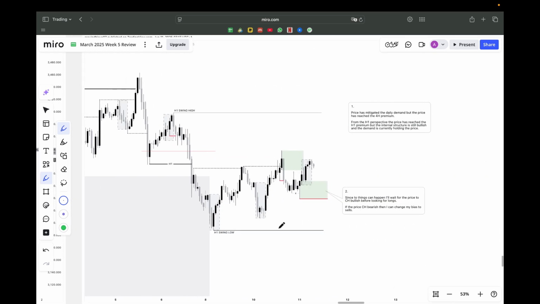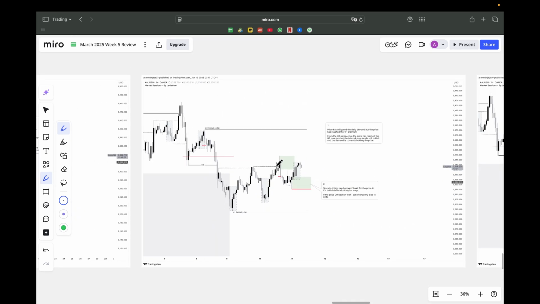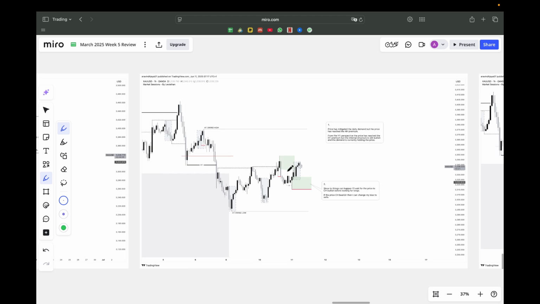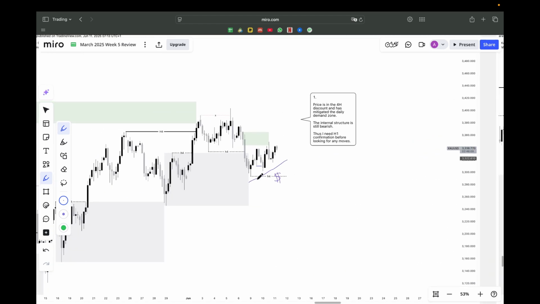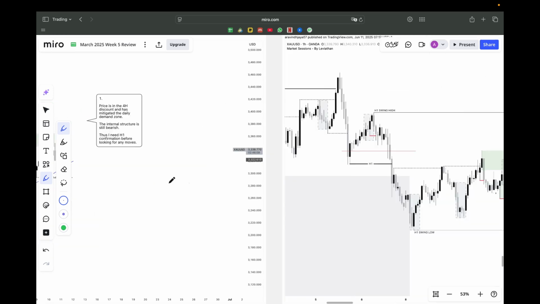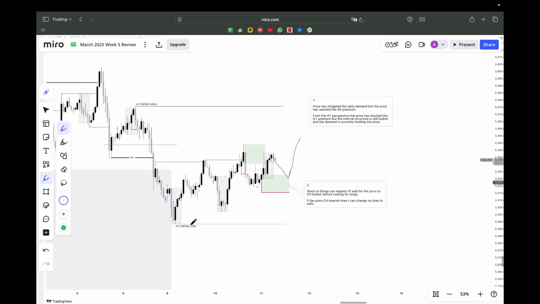And here we go. From the H1 perspective, what I say is the internal structure is bullish, and price can respect this demand zone and push the price up. But there is a caveat. As I said in the 4 hour chart, this could have been a low resistance liquidity, and the price could smash it and take out the H1 swing low, because also the price has reached the H1 premium.